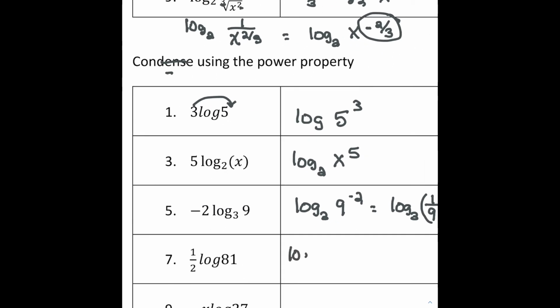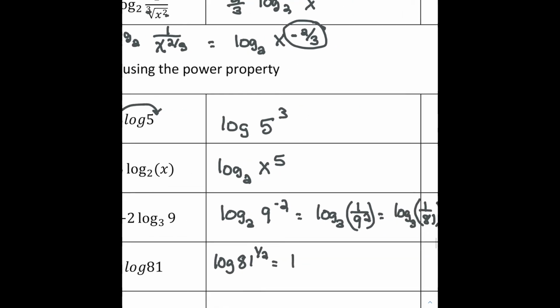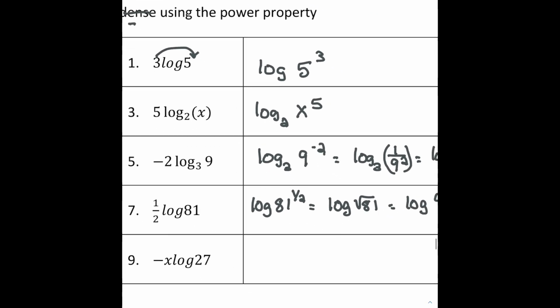This would be written as common log. What's the base of common log? 10. This would be common log of 81 to the 1/2, which is the same as saying log of the square root of 81, which of course would be common log of 9. And this last one, again, it has common log, which has a base of 10. We would write this as log of 27 to the negative x.